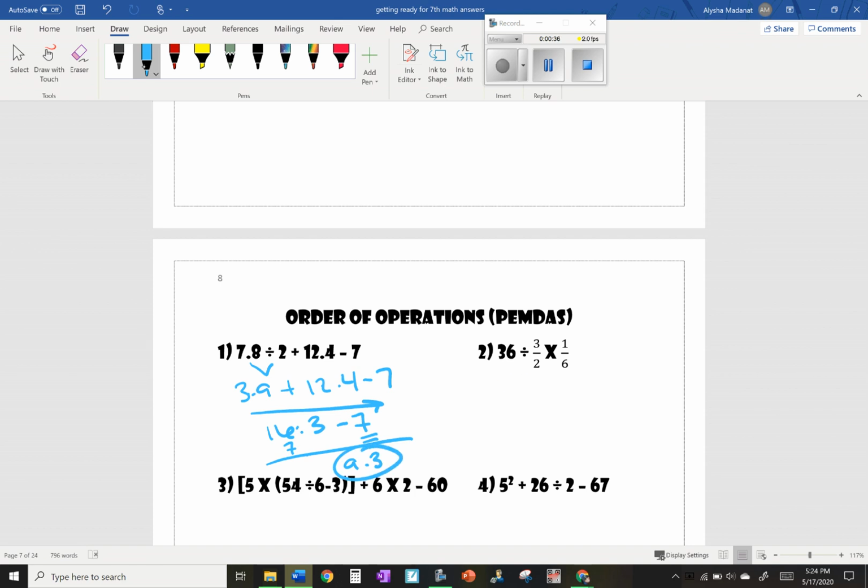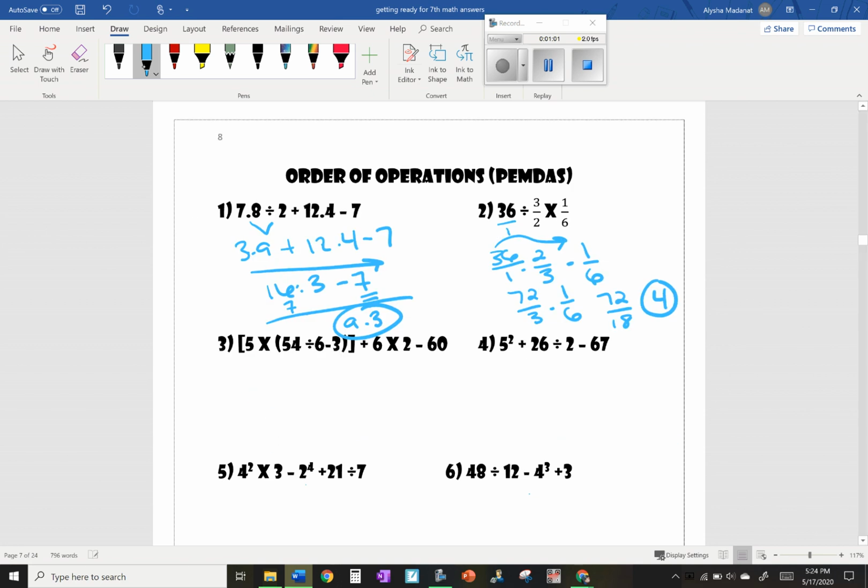Number 2, you've got division with fractions, so make sure you remember to put that 1 under the whole number. Follow your keep, flip, change. Bring everything down. Your 36 times 2 is going to be 72 over 3. Don't solve it because you want to keep going, which would give you 72 over 18. And then you would get a final answer of 4 for number 2.